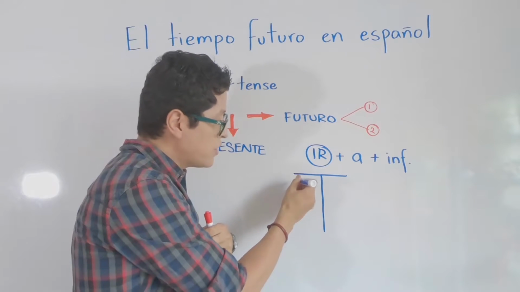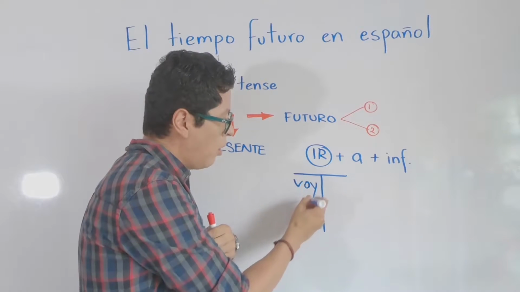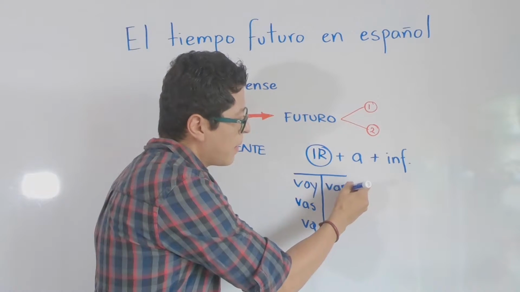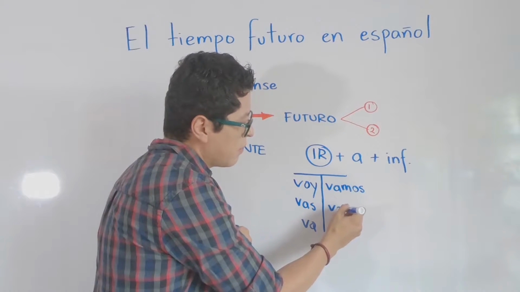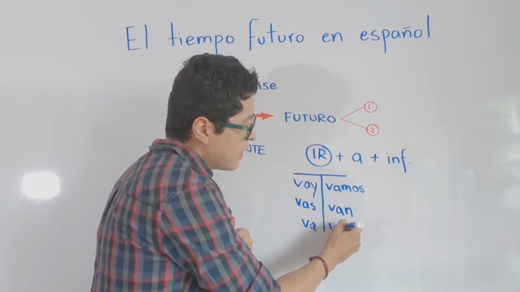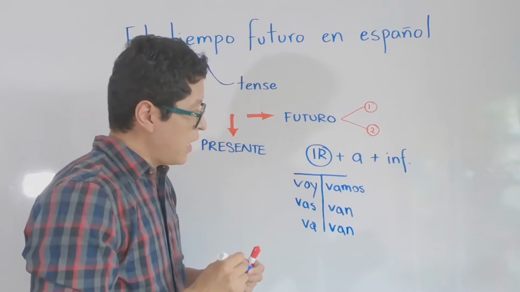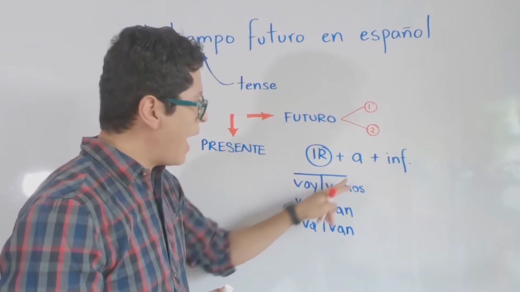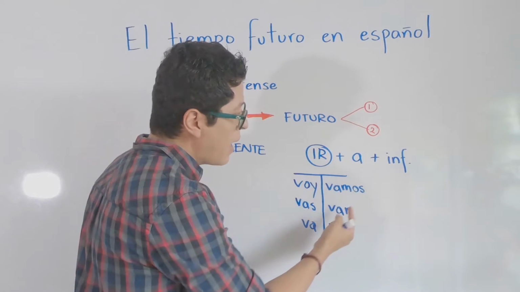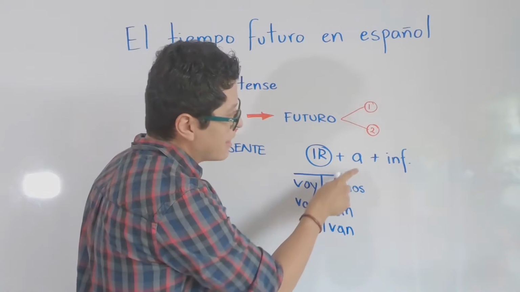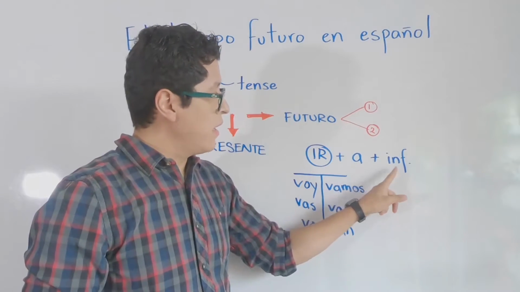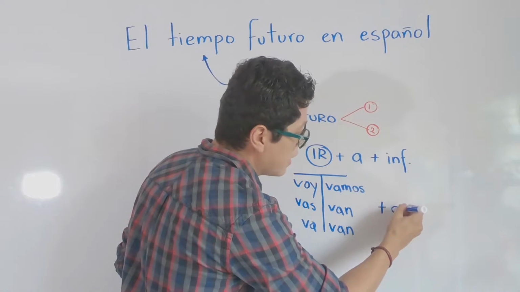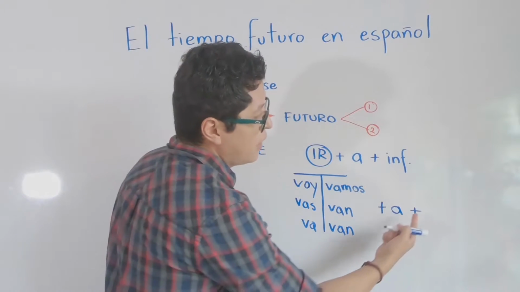And it goes like this. You have to say voy, to say go, vas, va, vamos, van, this is an A, and van. So it goes like this. You say yo voy a, tú vas a, él va a, nosotros vamos a, ustedes, ellos van a, plus infinitive. So let me add the preposition here. I say a, and then you have to use one infinitive.